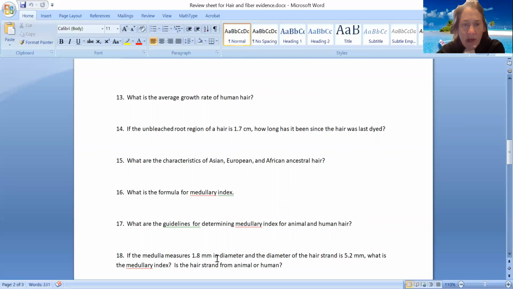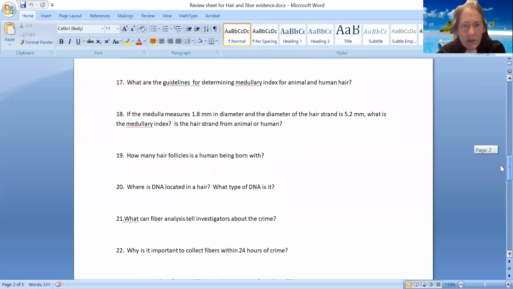Okay, and then you have this problem, number 18. If the medulla measures 1.8 millimeters in diameter and the diameter of the hair strand is 5.2, okay, so we have here 1.8 is the medulla, 5.2 is the diameter of the hair. It comes out to 1.5. That is greater than 0.5. So that means it is an animal hair. Okay, for number 18.